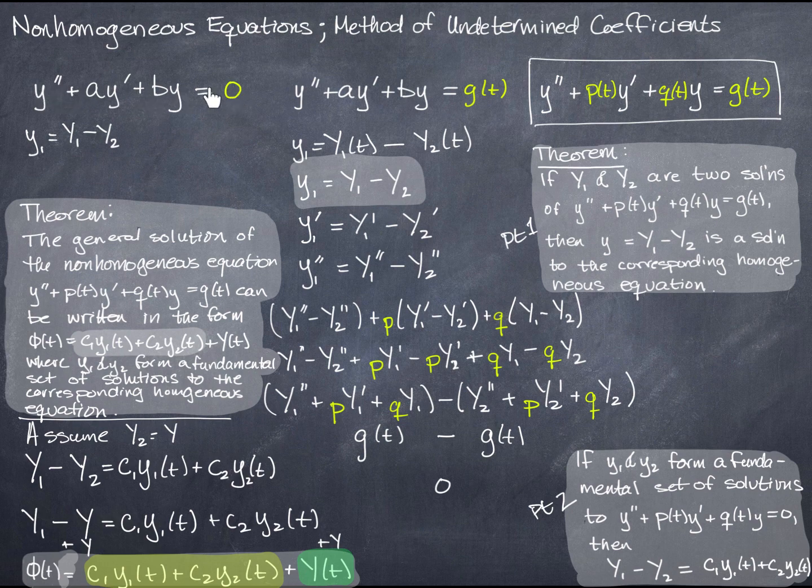Then this equation is the corresponding homogeneous equation that goes with this one, right? That's what we mean when we say the corresponding equation. It's the same stuff on the left-hand side. So this right here is the general solution for the corresponding homogeneous equation to the one that we're working with. So y1 and y2 form a fundamental set of solutions. So this linear combination here is the entirety of all the solutions to the homogeneous version.